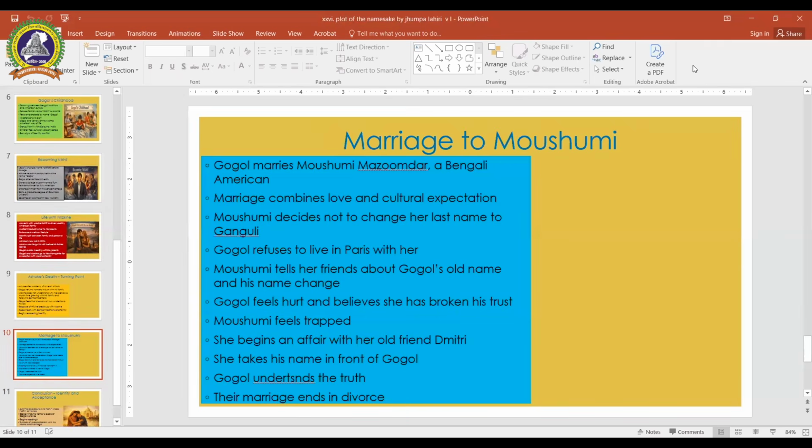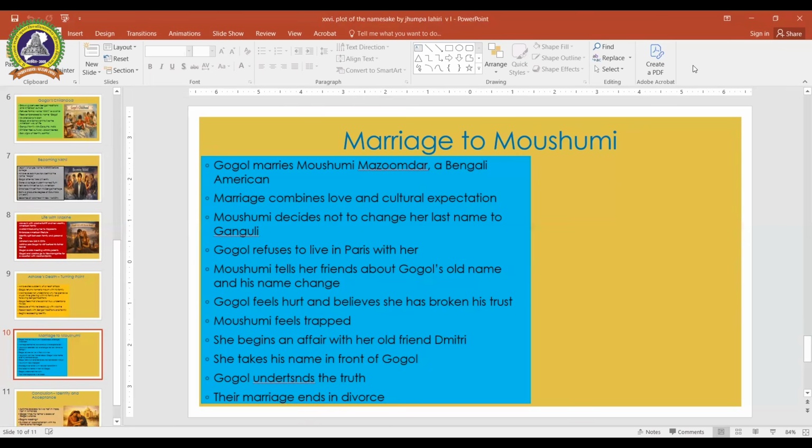In this slide, marriage to Moushumi. About a year later, Gogol has a short relationship with a married woman named Bridget. After that, he begins dating Moushumi Mazumdar. Moushumi Mazumdar is a Bengali American woman. She is an immigrant, and Gogol met Moushumi a few years ago at his 14th birthday party. Moushumi had recently ended her engagement to a man named Graham. Graham is an American. Gogol and Moushumi feel comfortable together because they share the same cultural background. They are from Calcutta. Their parents are very happy about their relationship, and as a result, soon they get married.